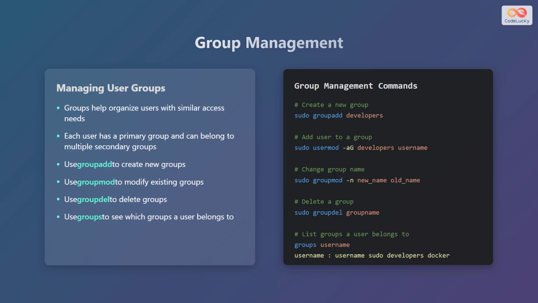The groupadd command is used to create new groups. The groupmod command modifies existing groups. The groupdel command deletes groups. And the groups command is used to see which groups a user belongs to. The following are a few examples of using group management commands.